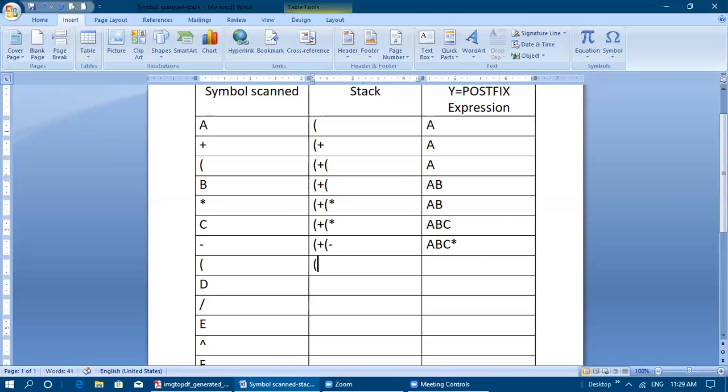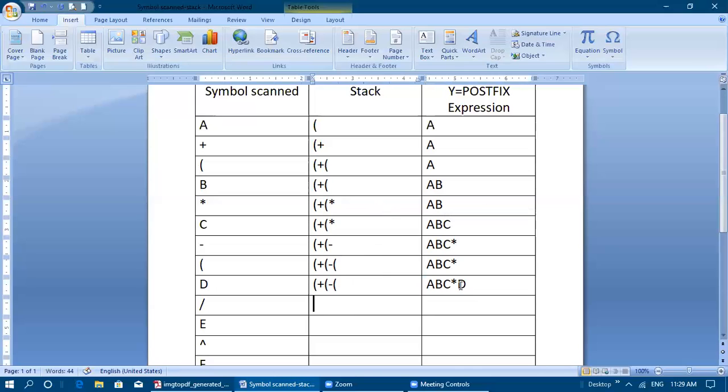If a left parenthesis is encountered, we just insert the left parenthesis inside the stack. Now for the next one, just copy it as it is. We didn't encounter any operand here, so you need to copy the same previous expression. Now D is scanned. If an operand is scanned, we push it into the expression. So now A, B, C star, and then D you need to write.